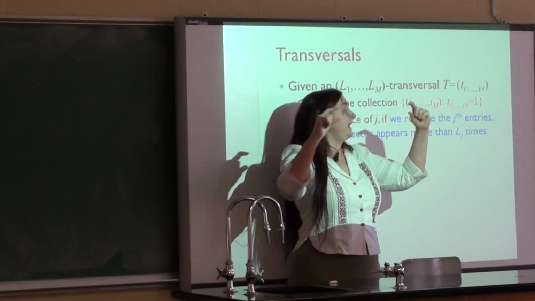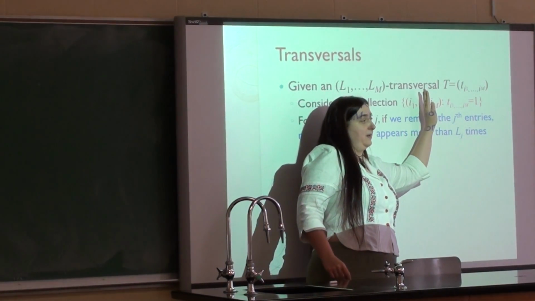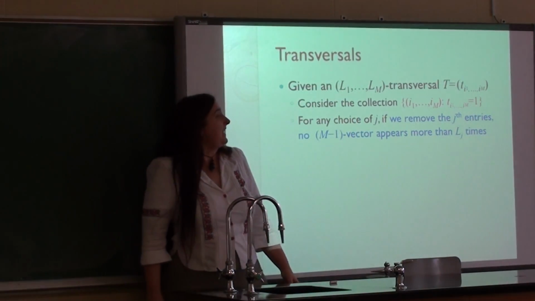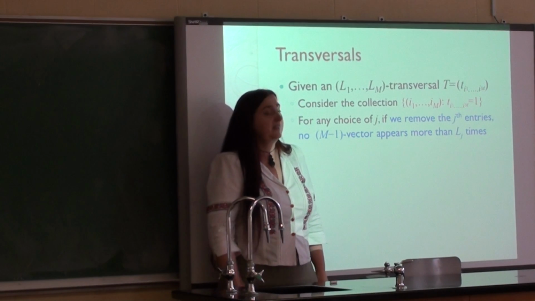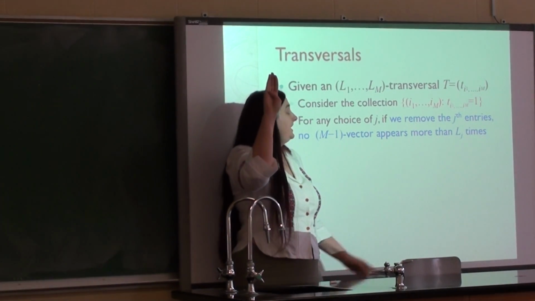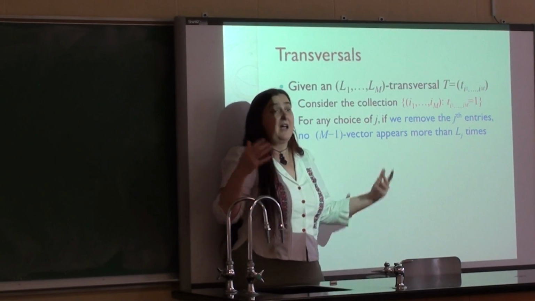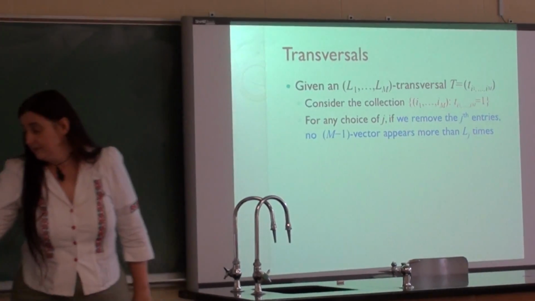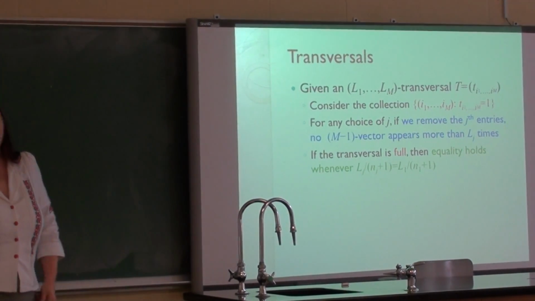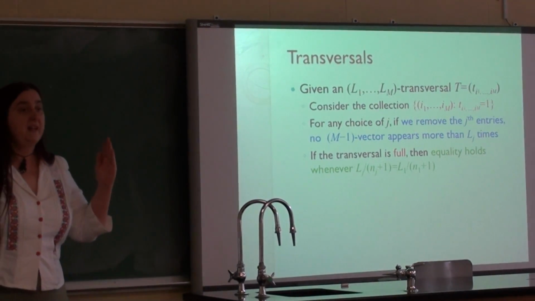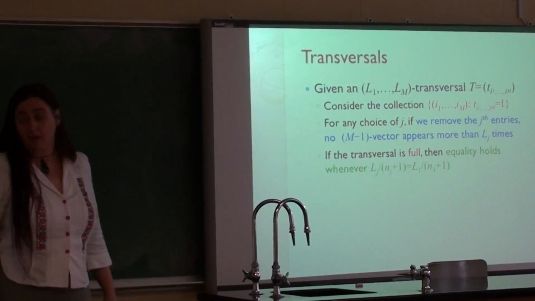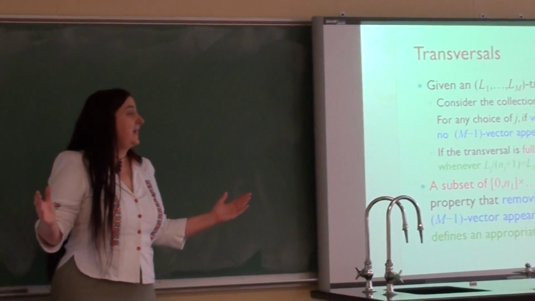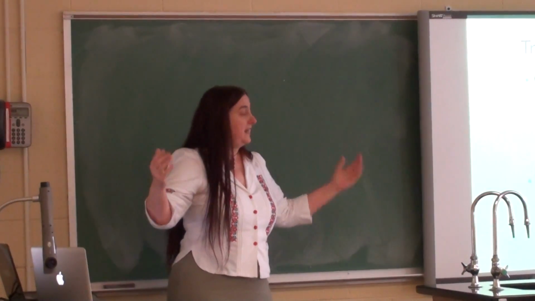So each and every (m-1)-tuple here, if I cover up one of these things, can appear at most L sub j times. So if I have this collection of entries that have the property that, covering up the j-th column, each and every entry appears no more than L sub j times, I have something that corresponds to a transversal. If the transversal is full, then equality holds for the first direction and whenever those parameters give the same number. So if I look at these subsets of m-tuples, I again have a transversal.